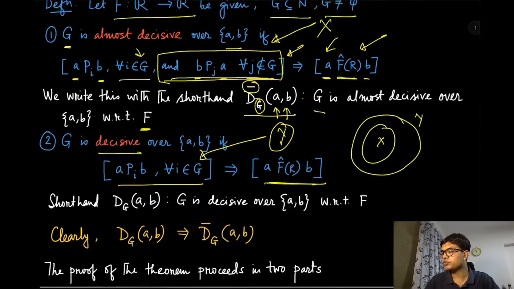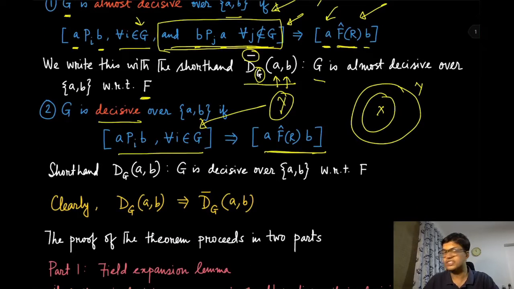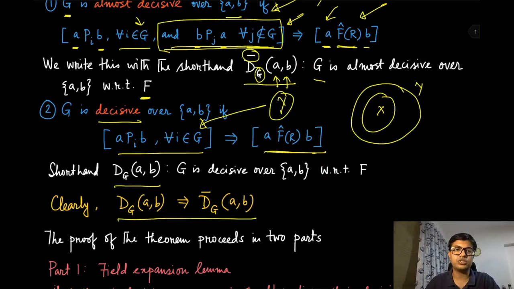So of course, we are going to denote this decisiveness, the property of decisiveness, with this shorthand notation DG, and there is no upper bar anymore. So this is decisive between A and B. This group G is decisive over A and B with respect to that Arrovian social welfare function F. And it is very natural to conclude that this implication holds: if a group is decisive, then it is almost decisive.